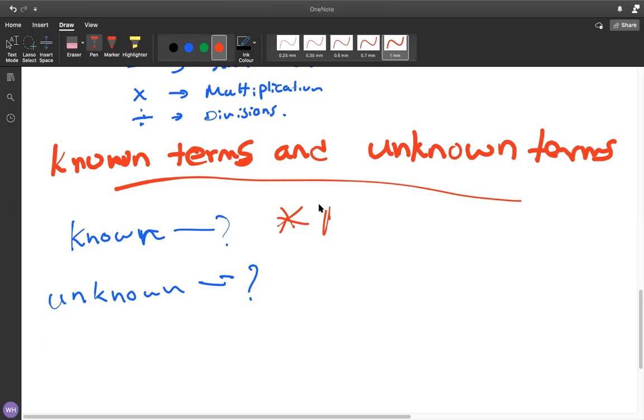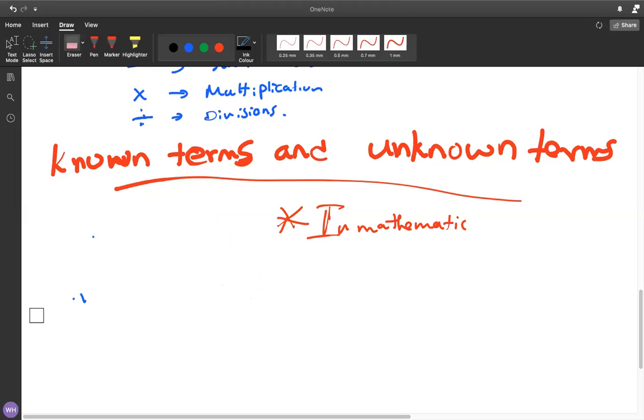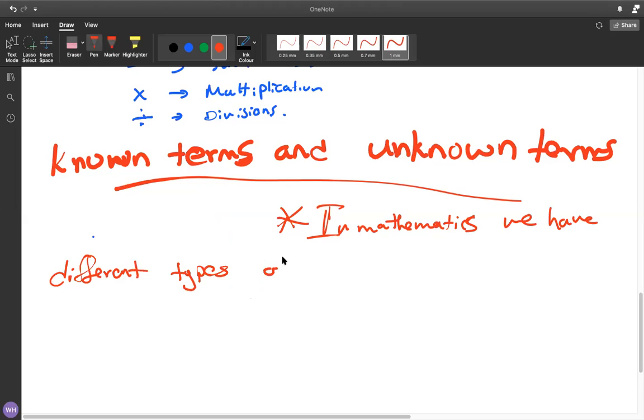Put it under the topic. No need to write this. Under the topic, you can write: In mathematics, we have different types of terms that we consider.